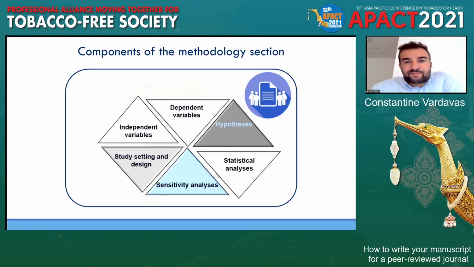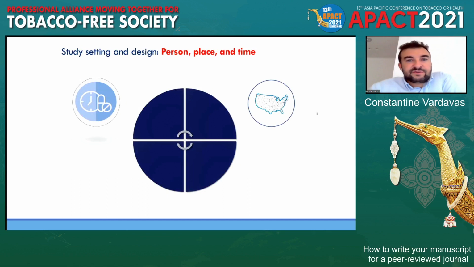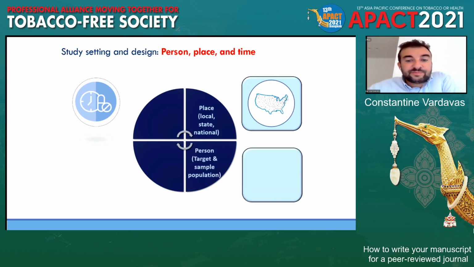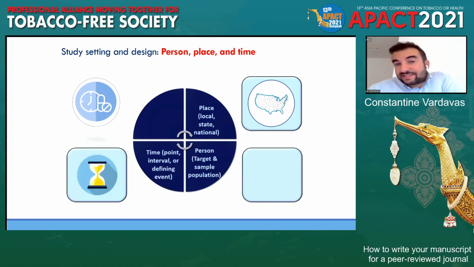So let's go to the methodology section. And the first thing is the study setting and design. We must describe the person, the place, and the time. The place: is it local, state, or national? Which country is the place? The person: what is the target and sample population? We want to know where the study was done, who the study collected information from, and when the study was done.